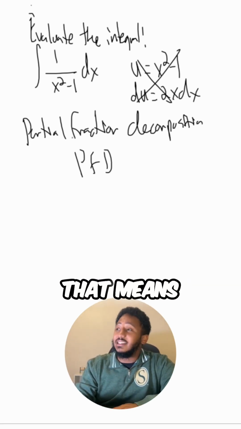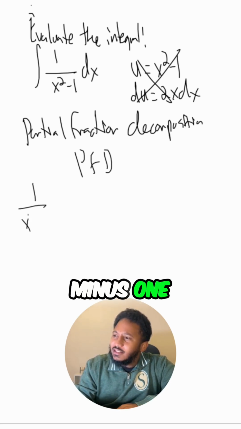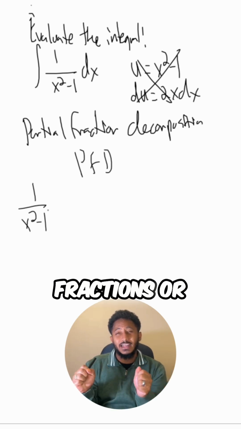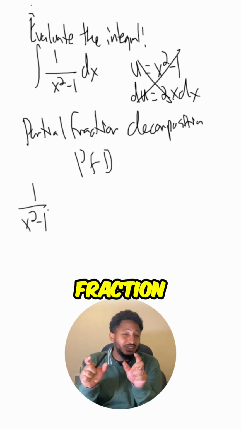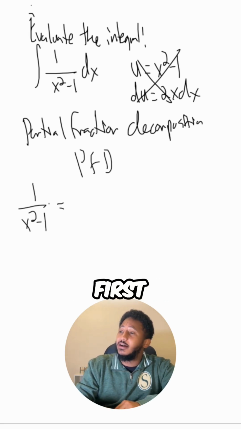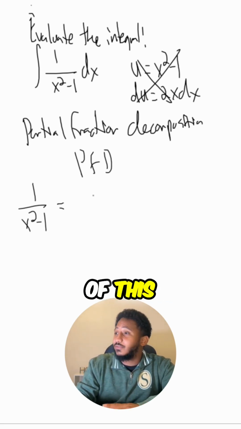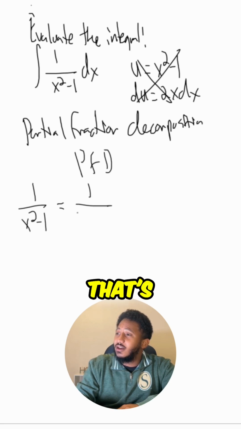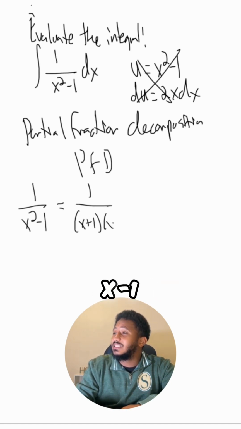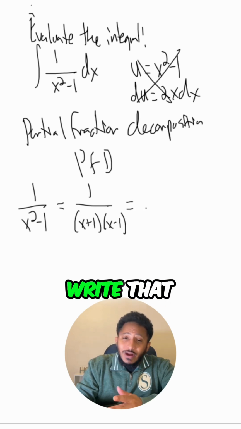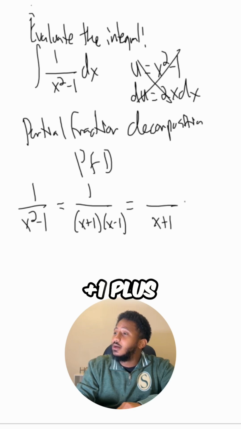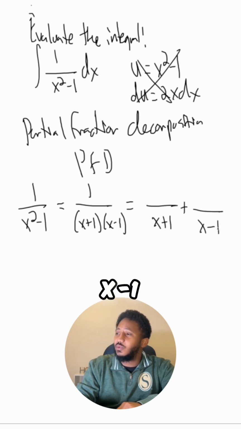So what that means is we want to take this 1 over x squared minus 1 and rewrite that as two separate fractions, two partial fractions, or parts of one bigger fraction. So first, how we do that is by factoring the denominator of this fraction. That's a difference of squares, right? So x plus 1 times x minus 1, okay? And then we want to write that as two separate fractions: something over x plus 1 plus something over x minus 1, okay?